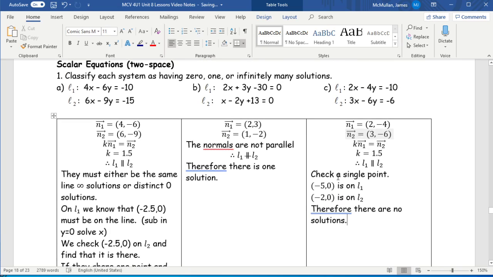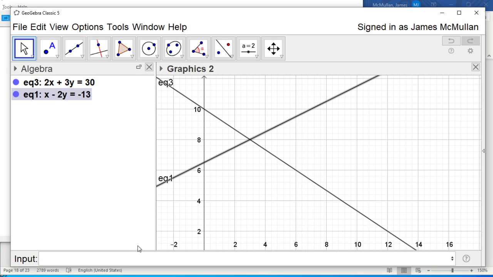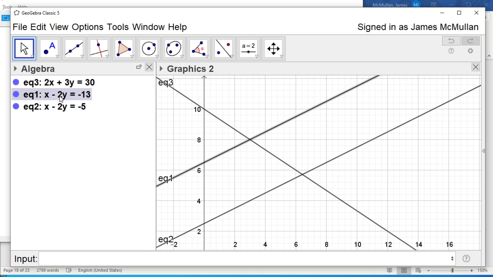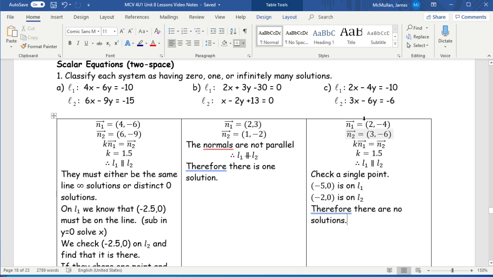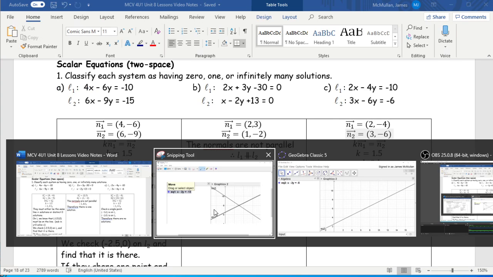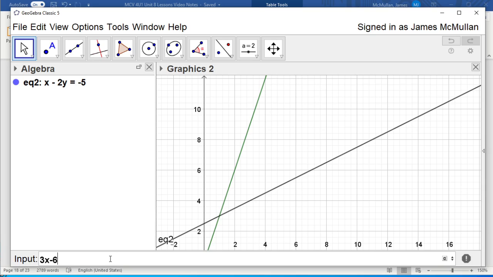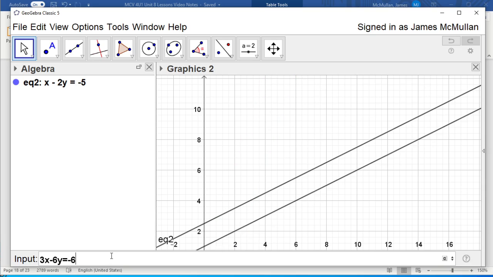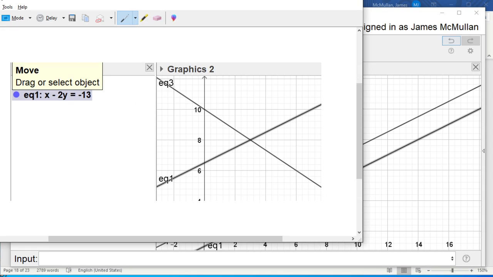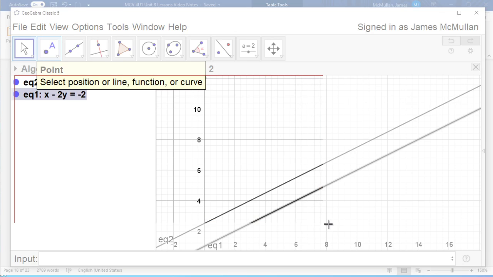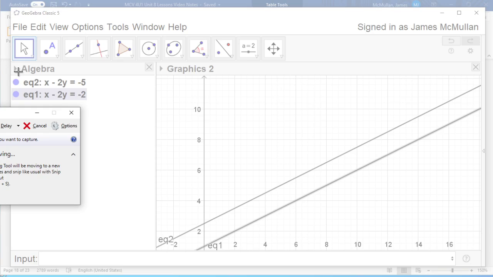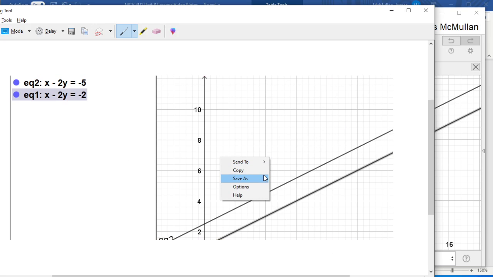And this last one, 2x minus 4y equals -10, and 3x minus 6y equals -6. Again, you can see when they reduce to different equations. And of course, if they reduce to different equations, they're not going to in fact be the same. They'll be parallel, but they'll be distinct, right? So it'll look something like that.